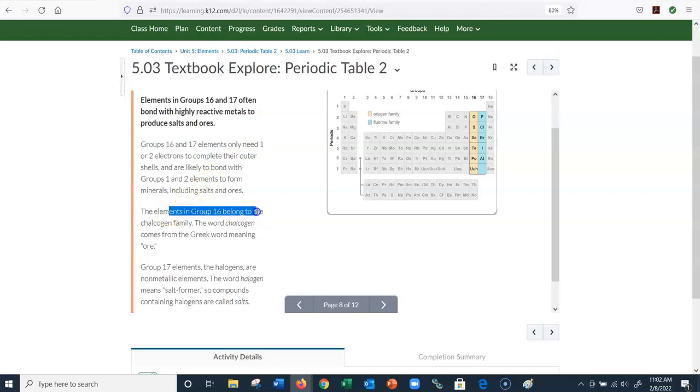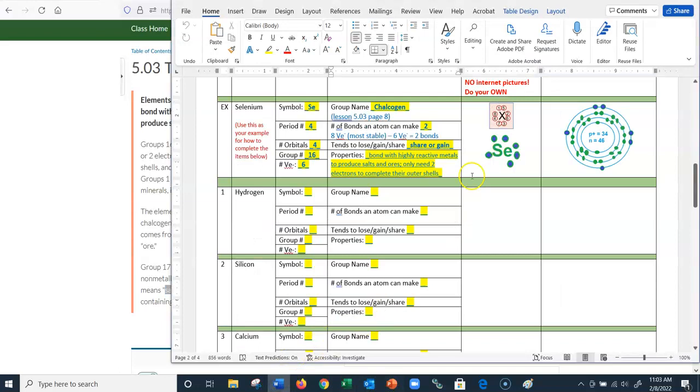The elements in group 16 are in the chalcogen family, meaning ore. These are ores, like when you go into mines and they're mining for ores. These are some of the ores they might mine for. And then group 17 is the halogen family, and they are salt formers because when group 17 combines with groups 1 or 2, they form salts. That's why.